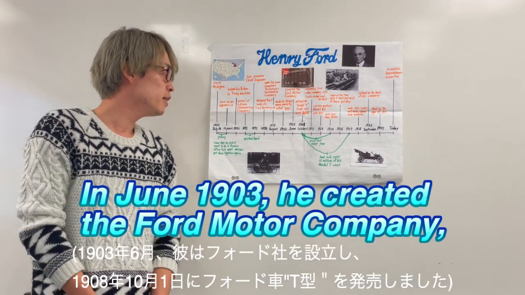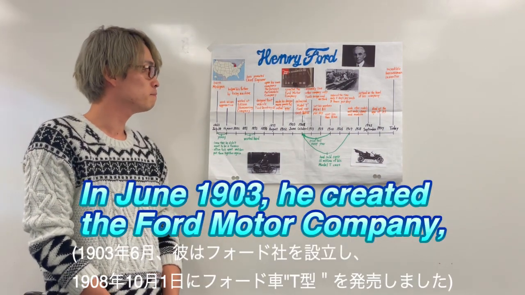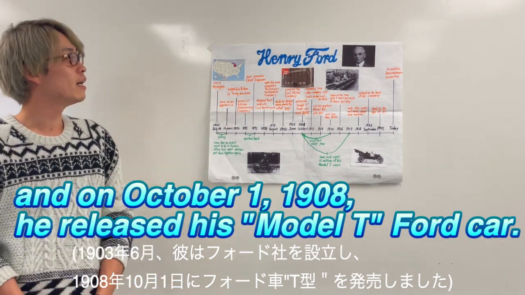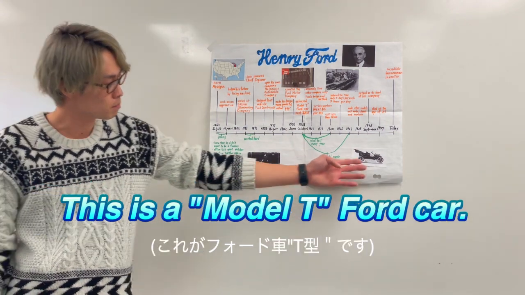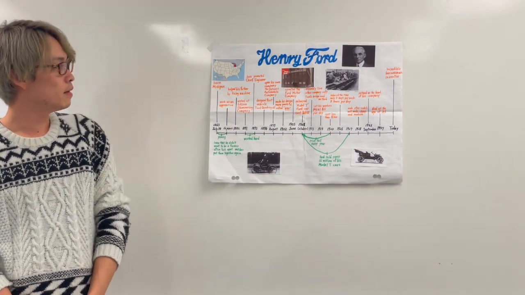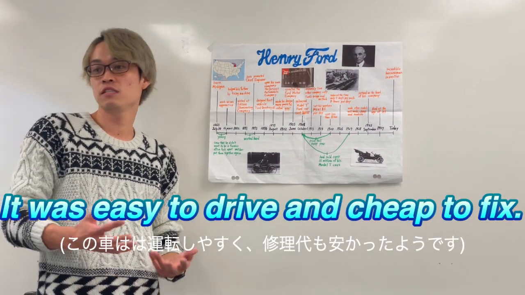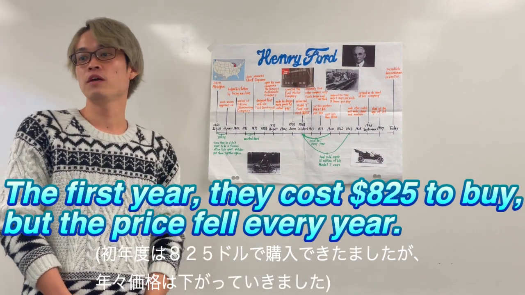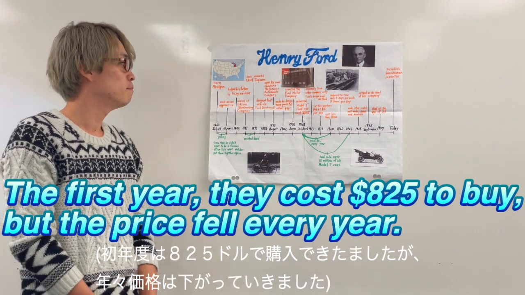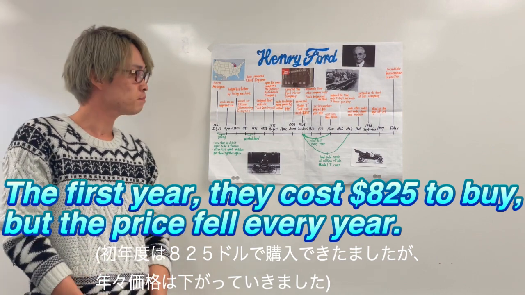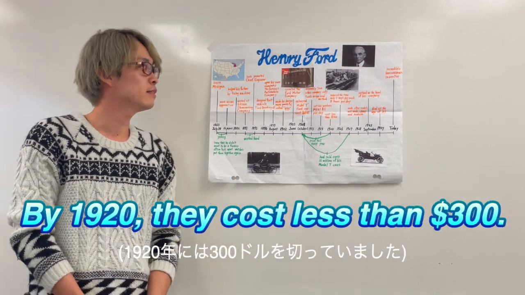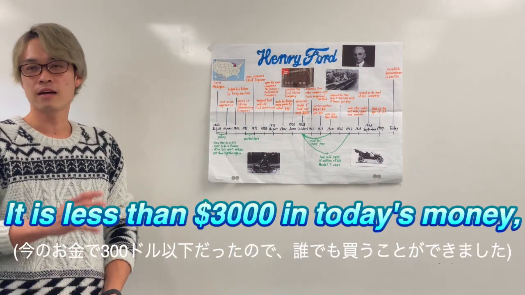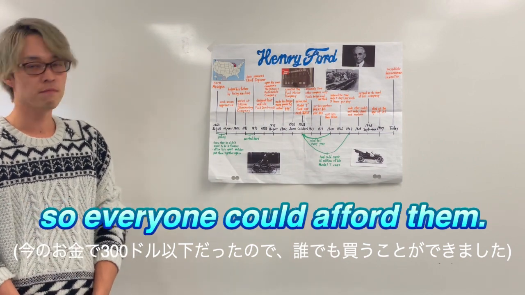In June 1903, he created the Ford Motor Company, and on October 1st, 1908, he released his Model T Ford car. This is a Model T Ford car. It was easy to drive and cheap to fix. The first year they cost $825 to buy, but the price fell every year. By 1920, they cost less than $300. It is less than $3,000 in today's money, so everyone could afford them.